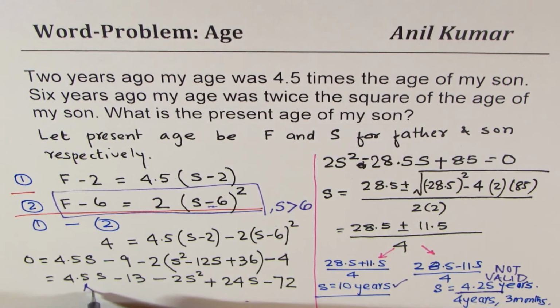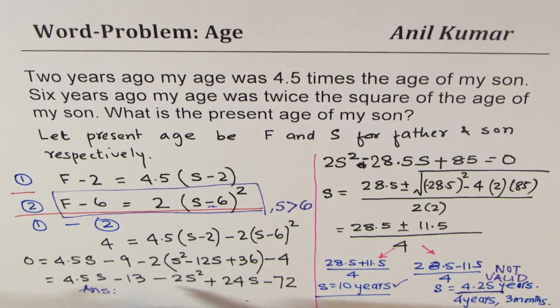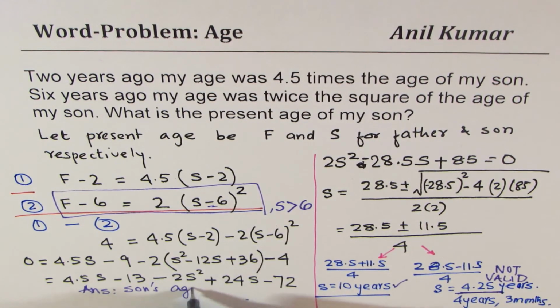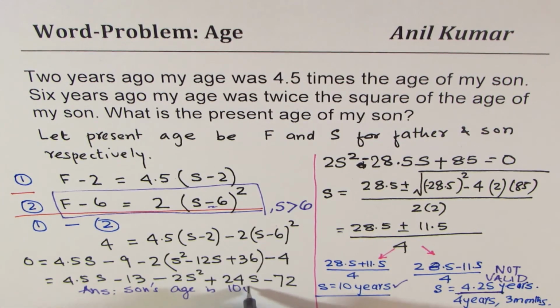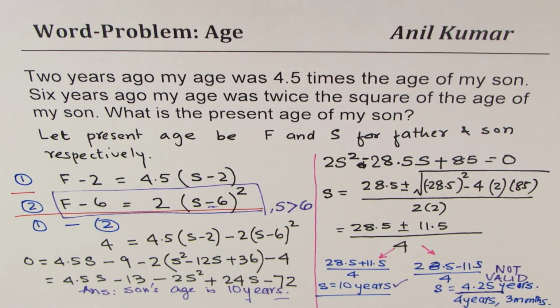So now we can write down our answer. Our answer is that the son's present age is 10 years. Perfect. So that is how you have to answer this question. It's kind of important to see your result and check whether it makes sense or not.